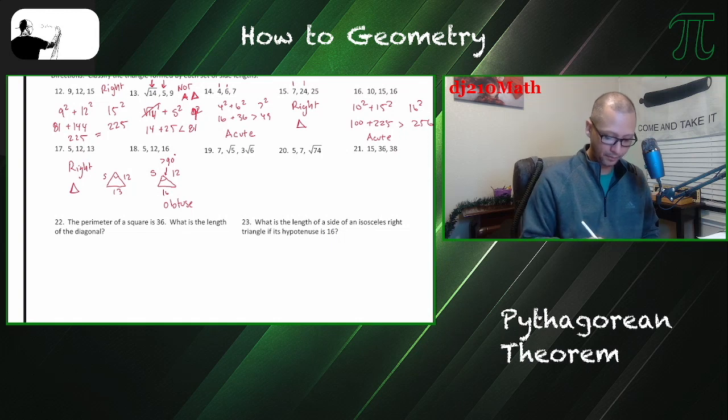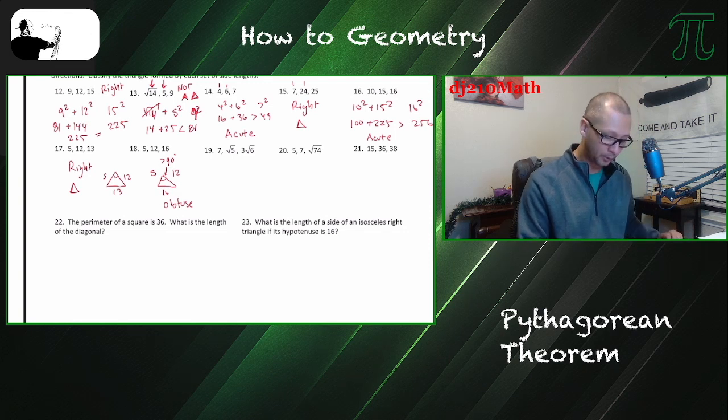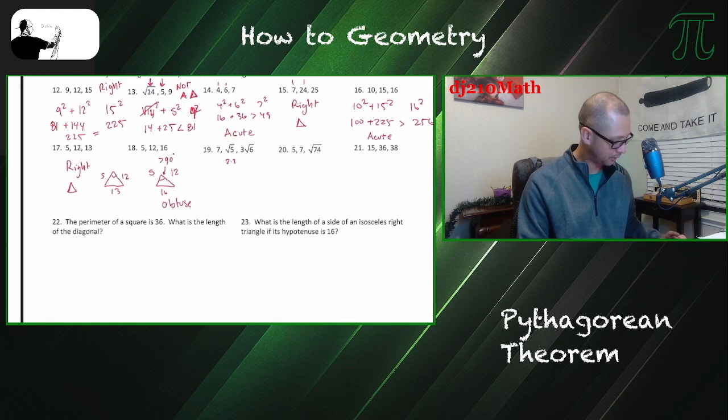Let's do one more. Since these have square roots in them, this is good practice. So root 5, 2.2-ish, and 3 root 6, 7.3-ish. Okay, so these two are definitely bigger than the longest side. So this is definitely a triangle. So let's see what happens.